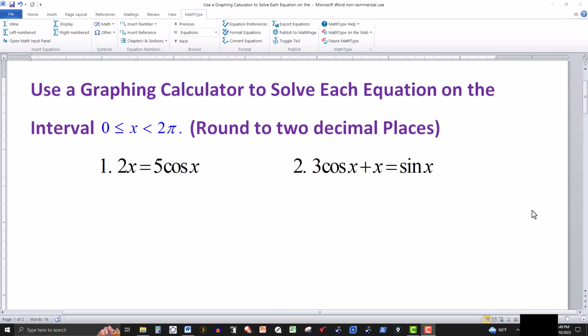In this video, we're going to use a graphing calculator to solve these two equations. And notice we have a mixture of x and trig functions, in this case cosine and sine.